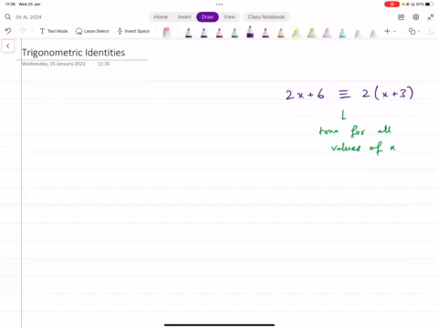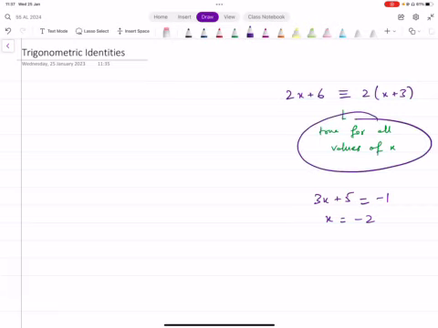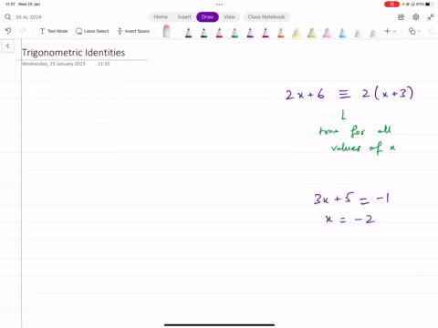Equation, on the other hand, is only true for some specific values. So if you have 3x plus 5 equal to 1, this equation is only true when x equals -2. That's the only solution for this equation. Equation is only true for some specific values. It's not always true. Okay? And identity is true for all values of the variable. आप जो मर्जी x की value यहाँ पे input कर दें, the left hand side is always going to be equal to the right hand side in this case. All right?